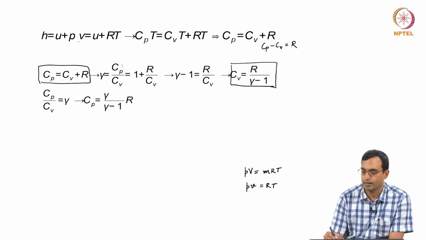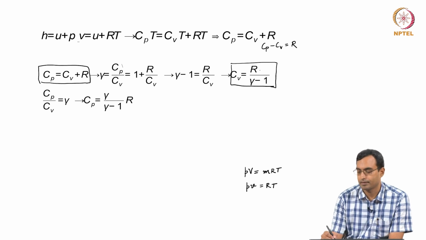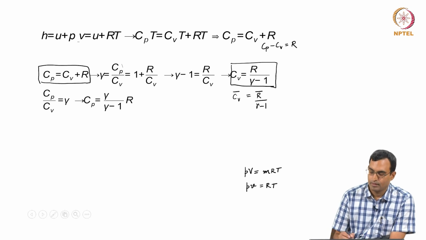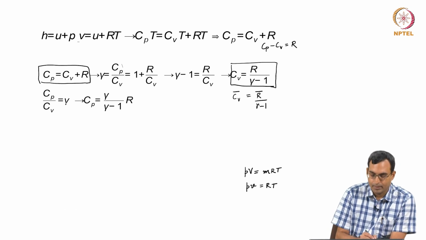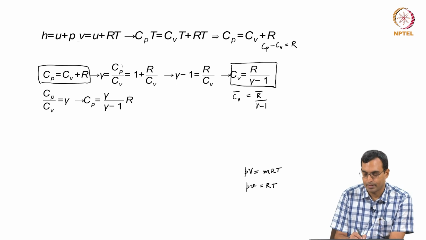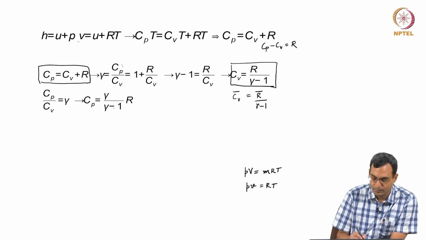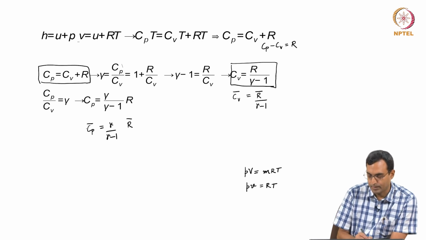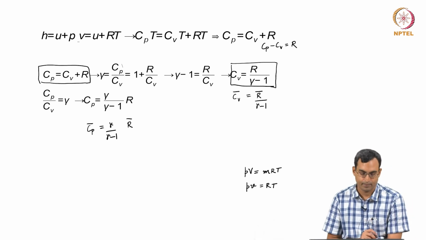Again, if I am using R as a specific gas constant, units of R is joule per kg Kelvin. So, Cv also has the same units. If I have R as a universal gas constant, then I would get the molar specific Cv. So, if I use R as R bar, I would get Cv as Cv bar. Since Cp by Cv is gamma, once I know Cv, I just have to multiply by gamma to get Cp. So, Cp is gamma times this, so it is gamma by gamma minus 1 times R, and same as before, if I use specific gas constant, I get specific heat at constant pressure. If I use universal gas constant, I get the specific heat on a molar basis.